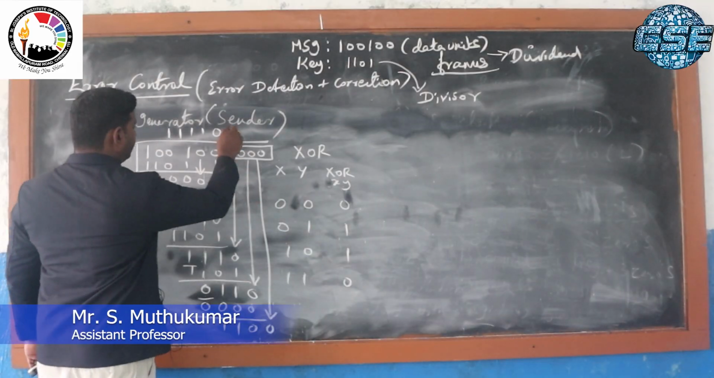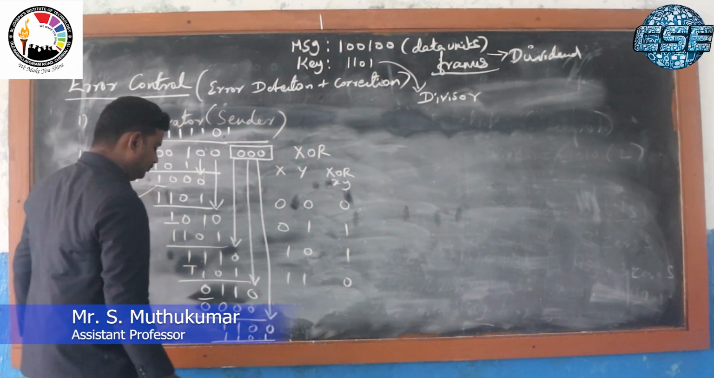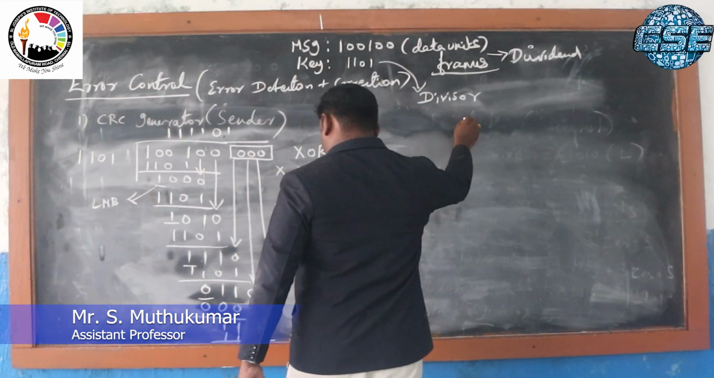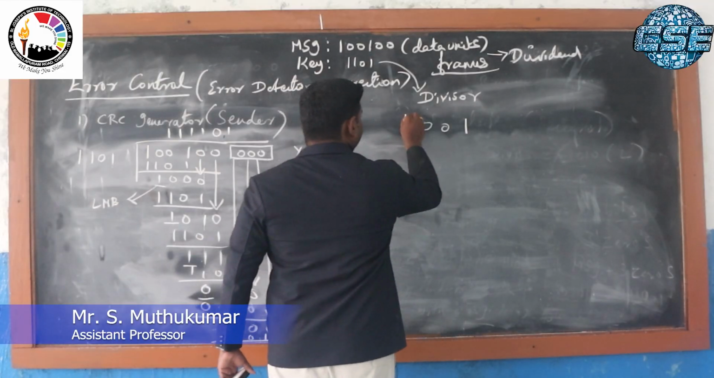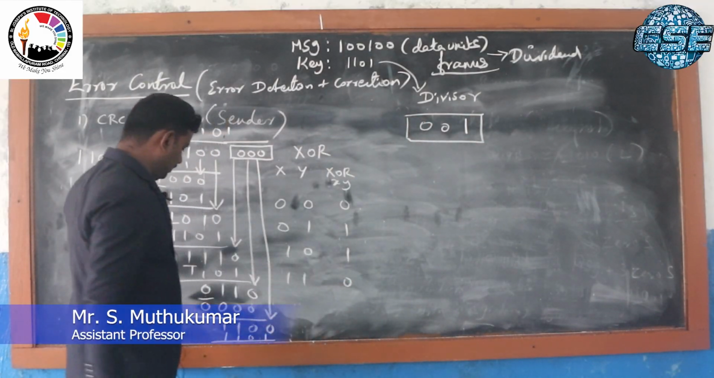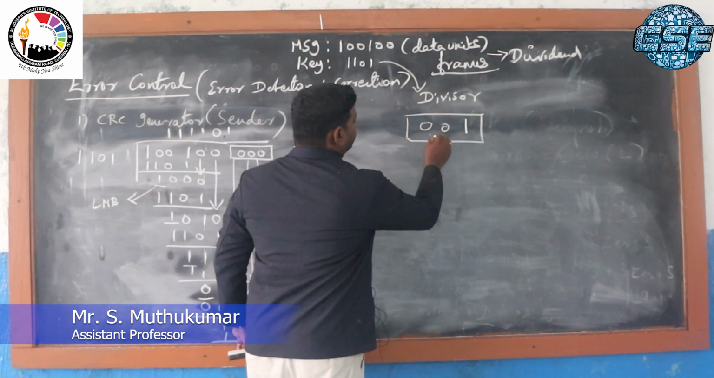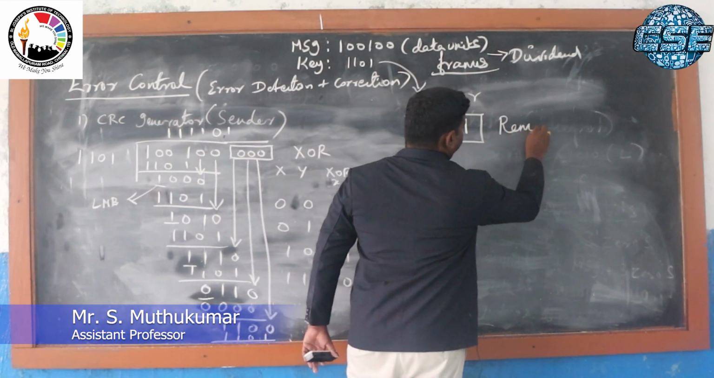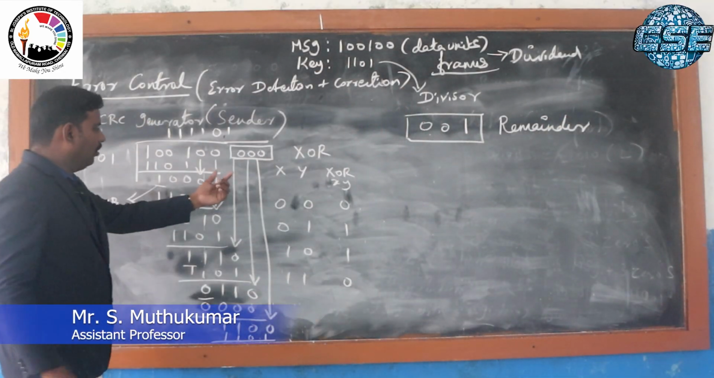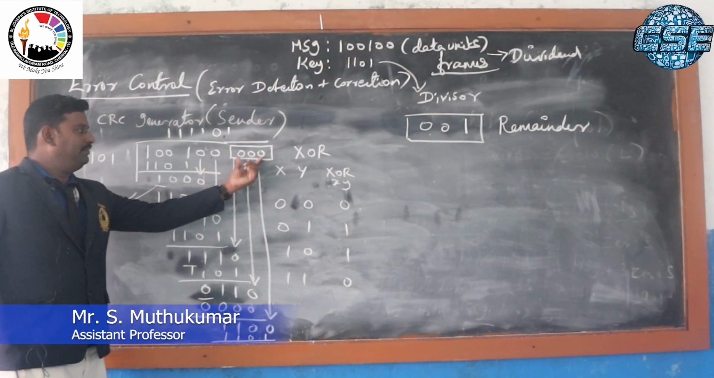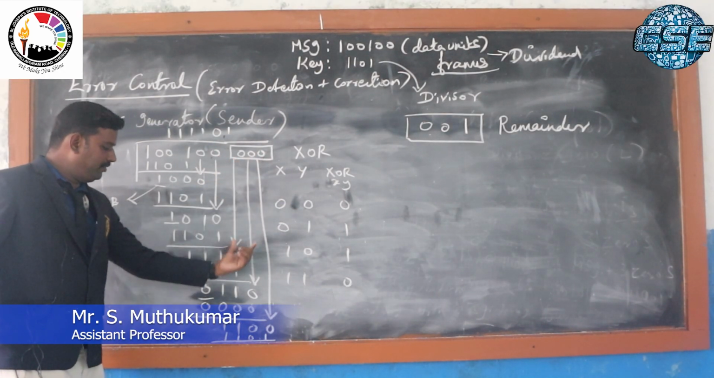So continue the operation. 1 into 1, 1, 0, 1. So you will get 1, 0, 0. So this is your remainder. So finally you are getting 0, 0, 1. This is your remainder. This is your remainder bit. So note down, all the bits are over. Here we have added extra 3 bits for division. So we are continuing the process.